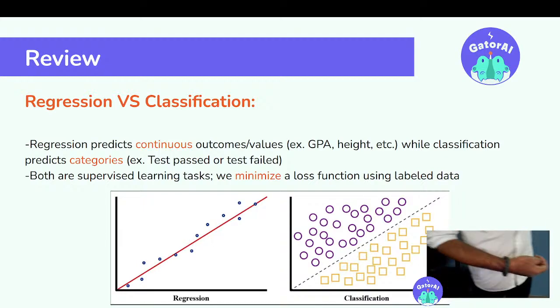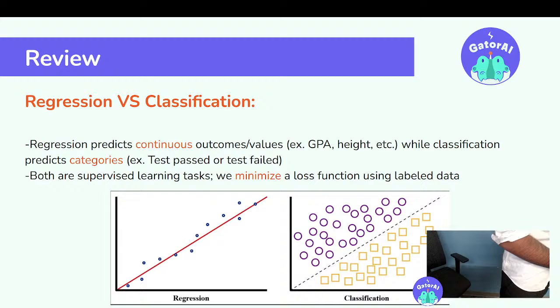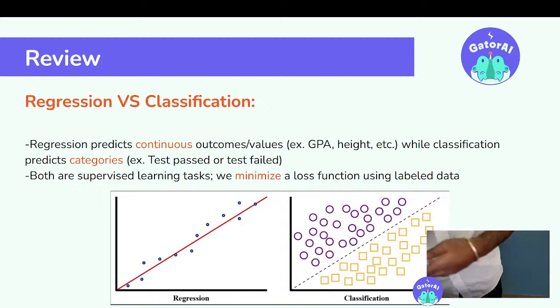On the other hand, on the right we have classification, where you have a division line, and on the top you have circles, and on the bottom you have squares. So that's where we're implementing classification. We're classifying the data entries as either squares or circles. If it's a square, it goes on top. If it's a circle, it goes on bottom. So that has to do with classification.